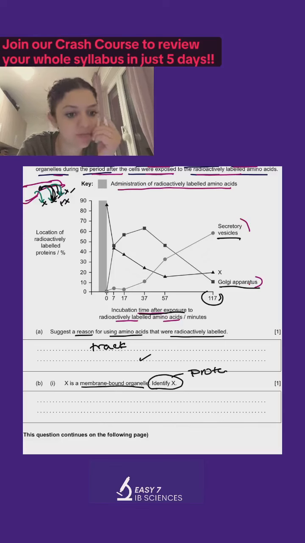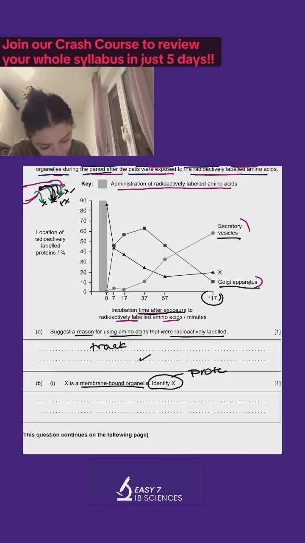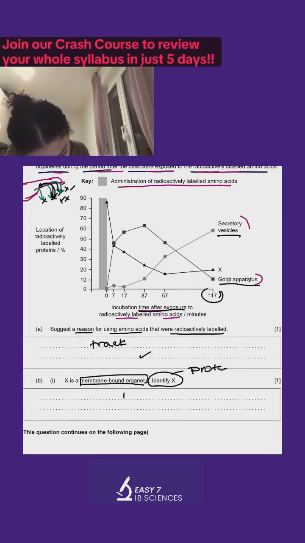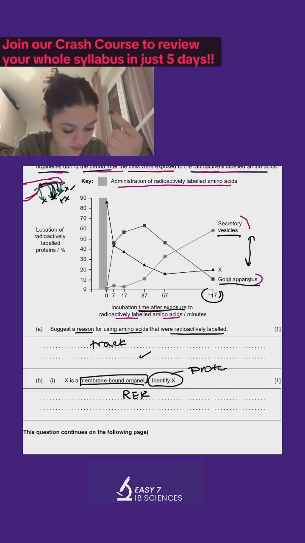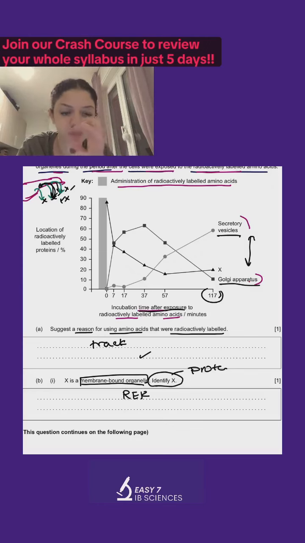Very good, guys. Most of you said rough ER. Exactly. Why? Because we know rough ER is membrane bound. And we know that it's part of this movement of proteins. What are the organelles that are part of the proteins? We have the Golgi apparatus, we have the rough ER, and we have secretory vessels that then secrete all the things you're making from the rough ER. Does this make sense why the answer is rough ER? But very good, guys. Most of you got it.